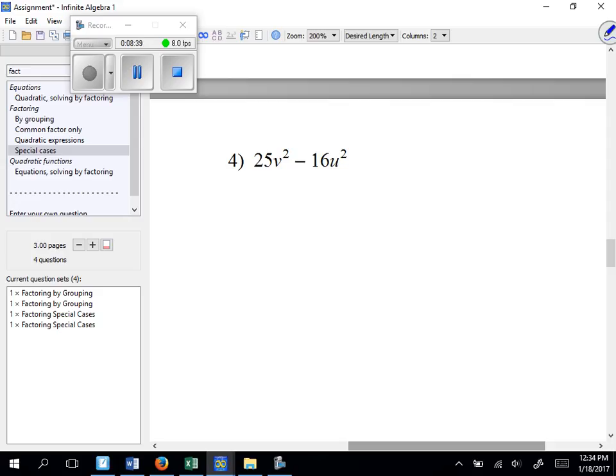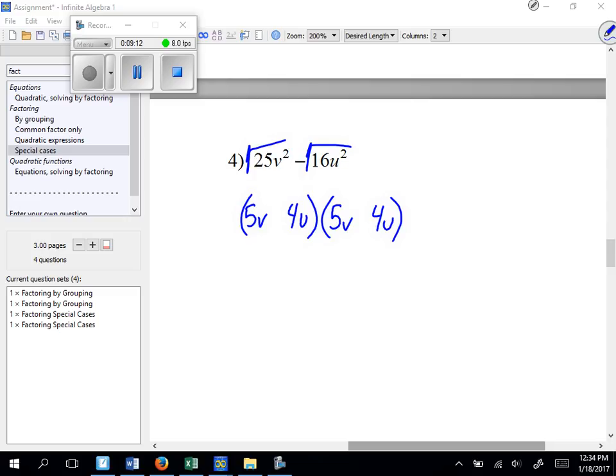All right, this is a difference. I know it's a difference of 2 perfect squares looking at it right away. There's nothing I need to or can factor out. So I look right away and say, all right, that's a perfect square, that's a perfect square. So the difference of 2 squares always gives me 2 binomial terms to multiply together to get that. The square root of 25v squared is 5v. So I put that as my first term on both. The square root of 16u squared is 4u.